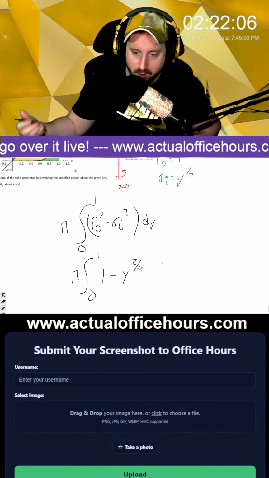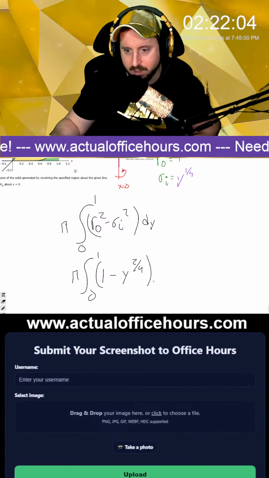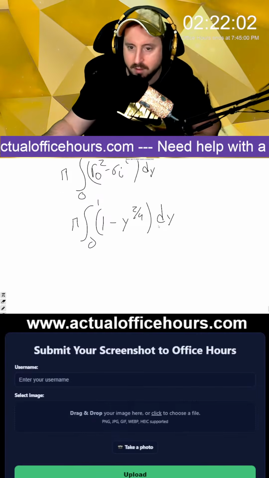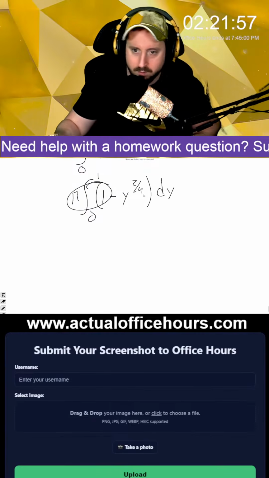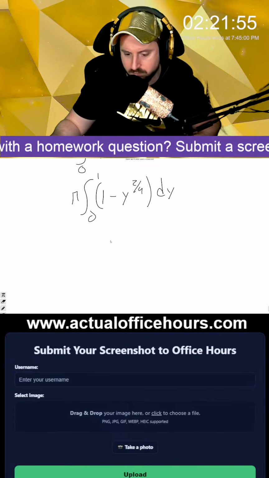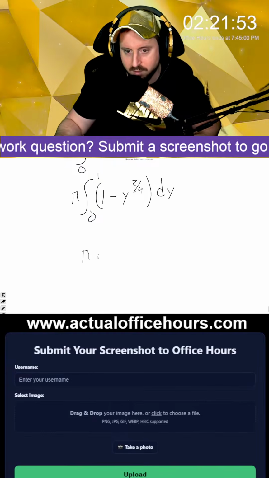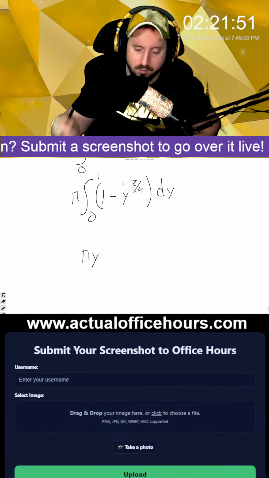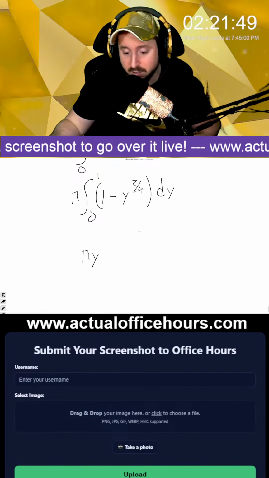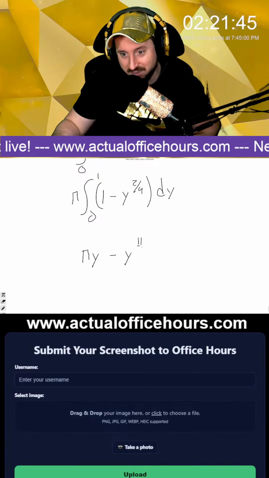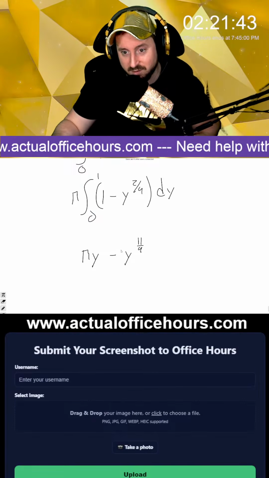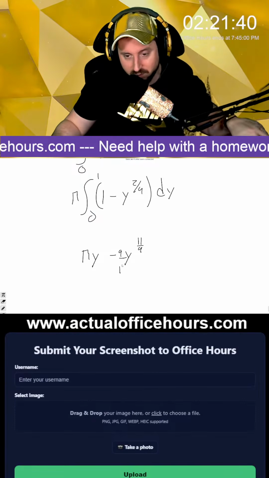2/9, right, power to a power. And then it's this dy. So this integral is easy to do, right? The integral of 1 dy is just y. So it's pi times y. And then for this, raise the power by 1 and divide by it. So that becomes minus y to the 11/9, times 9 over 11.